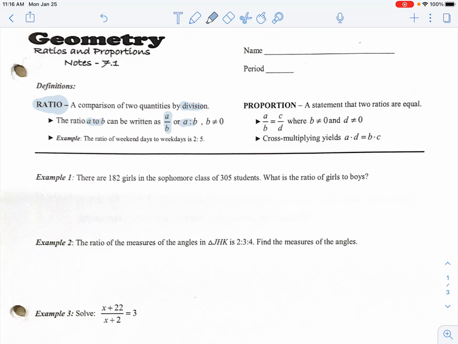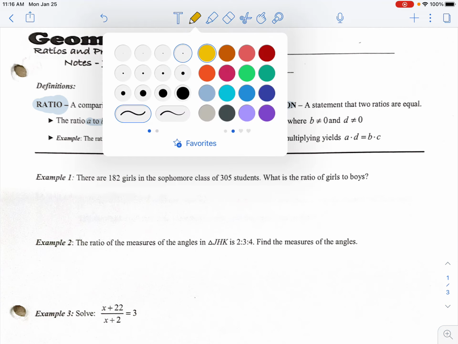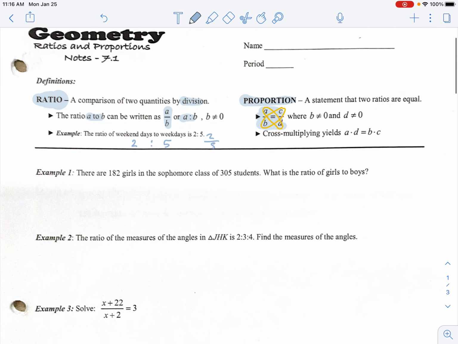An example is the weekdays to weekends. The number of weekend days is 2. The number of weekdays is 5. So the ratio should be 2 to 5, or it could be 2 over 5 as well. If you take two ratios and set them equal to each other, that is what gives you a proportion. How we solve this is we call cross multiplying, where we do A times D equals B times C when we solve.